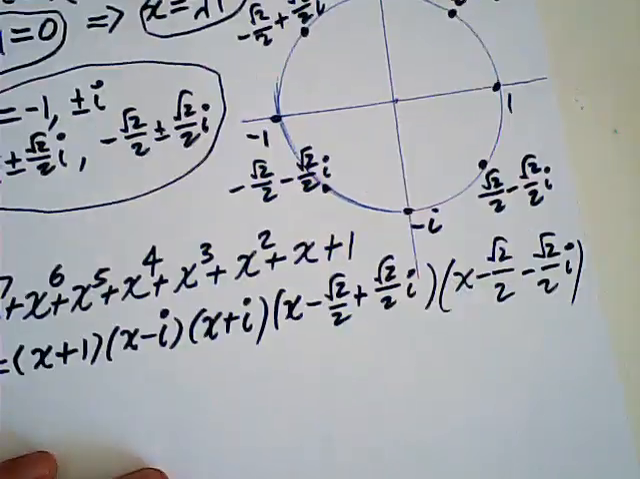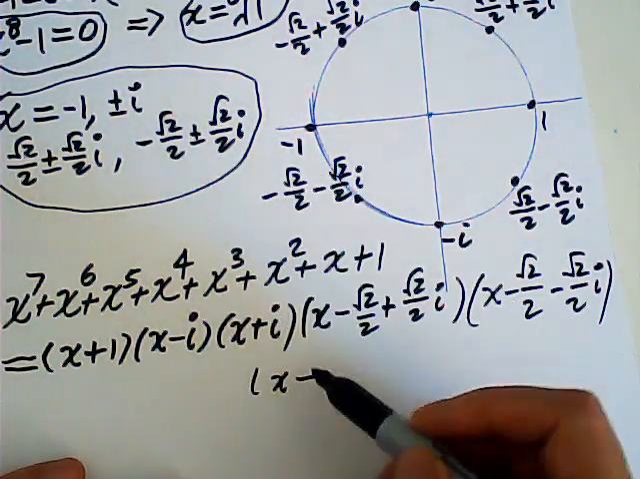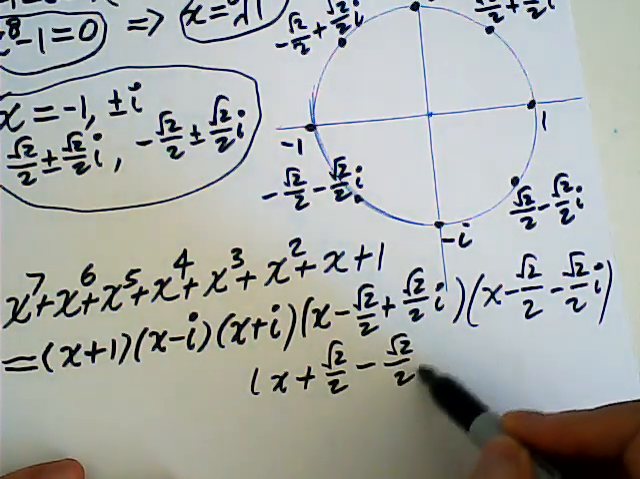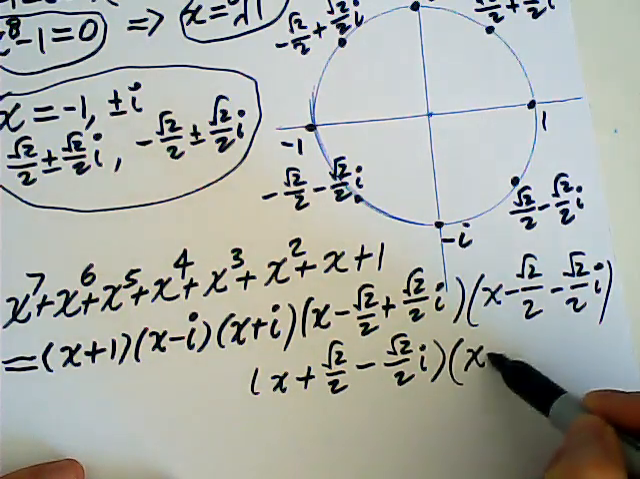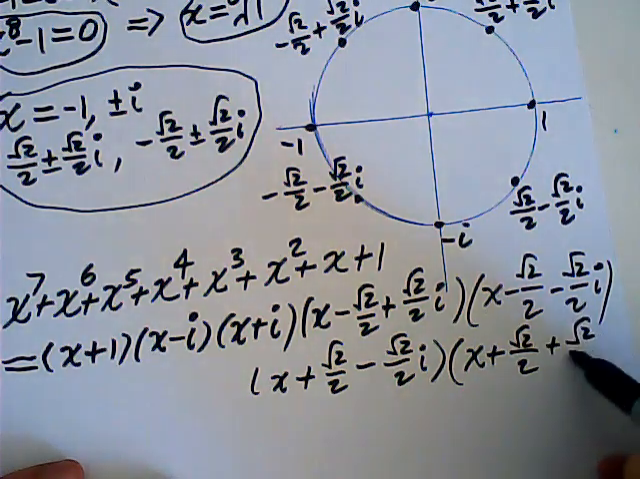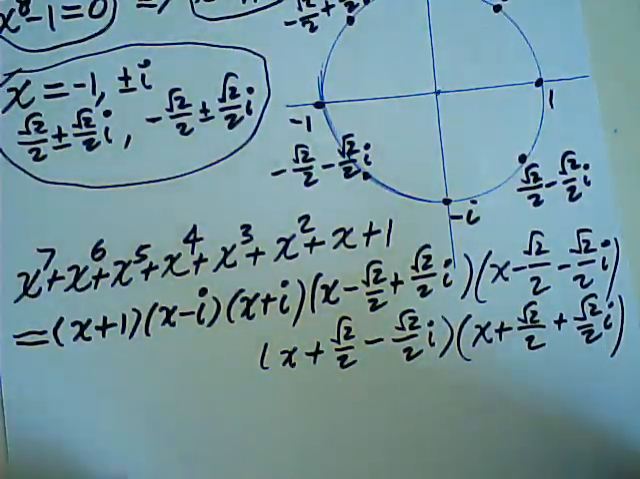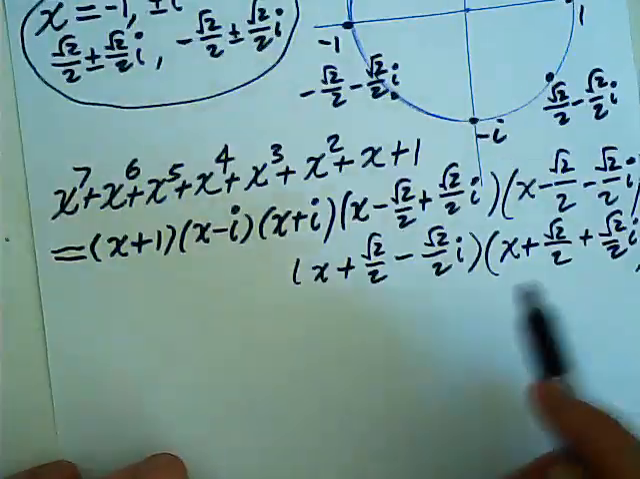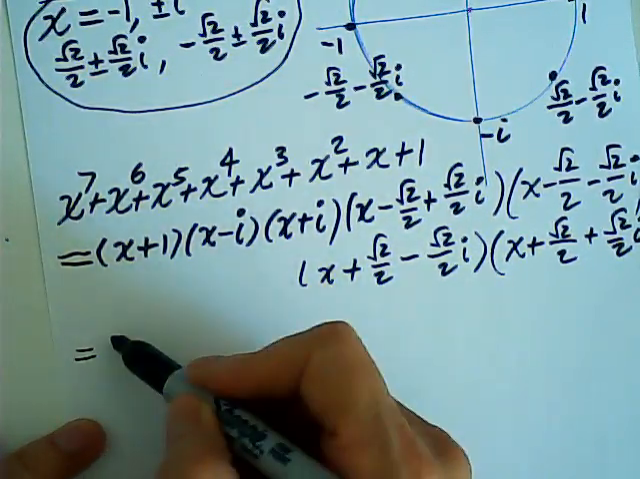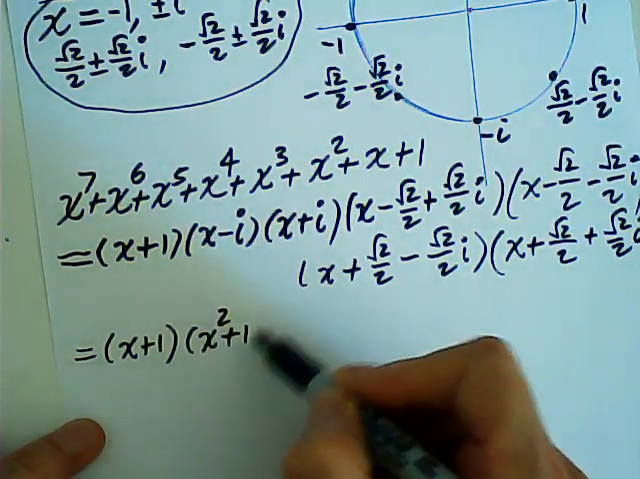Okay, and you have two more. The x plus root 2 over 2 minus root 2 over 2 i, and x plus root 2 over 2 plus root 2 over 2 i. Okay, you have 7 factors. But we don't like the complex factors, okay? So then we change this one to x squared plus 1, right?